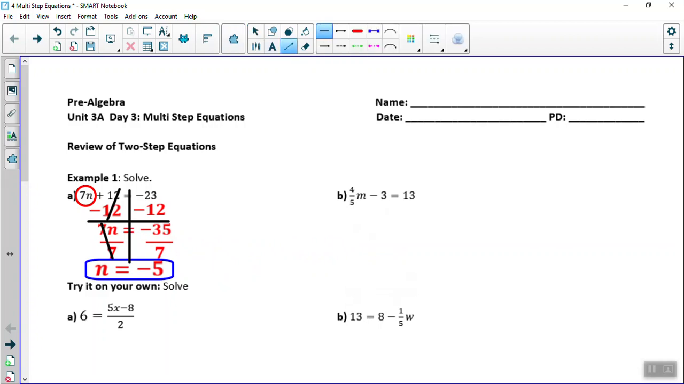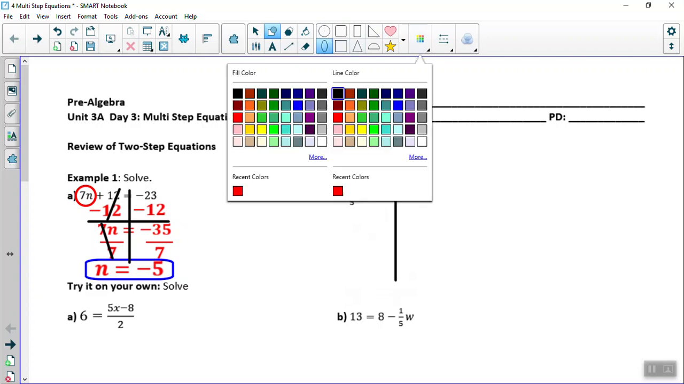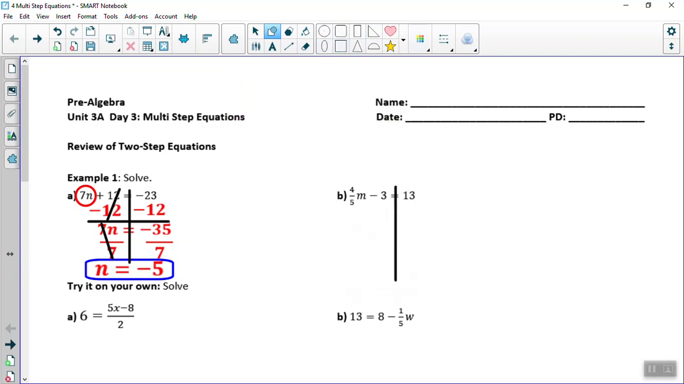All right, let's try this one over here. So once again, I'm going to draw my line through the equal sign. I'm going to find the term that has my variable in it. So in this case, it's this term here, 4/5 m. That is one whole term right there. So a lot of times people see that fraction and that kind of worries them. But because a fraction is a number stuck to a variable, that makes that one term.